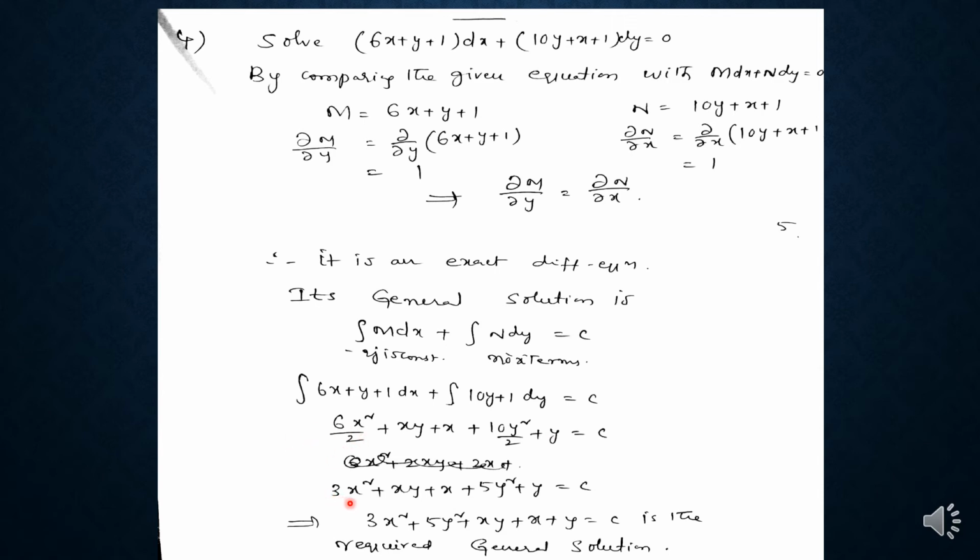So that is 3x square plus xy plus x plus 5y square plus y is equal to c. So this can be written as 3x square plus 5y square plus xy plus x plus y is equal to c, is the required general solution of the given differential equation (6x plus y plus 1) dx plus (10y plus x plus 1) dy is equal to 0.